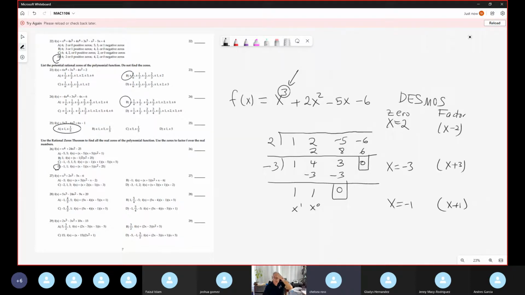So the factorization, without doing the factorization of this polynomial, is x minus 2, x plus 3, and x plus 1. And the collection of the zeros is negative 3, negative 1, and positive 2. I suppose it's D again, no? D. Let me copy in my paper. D.